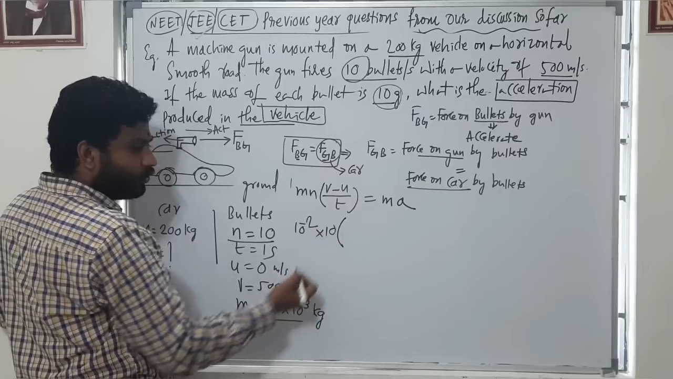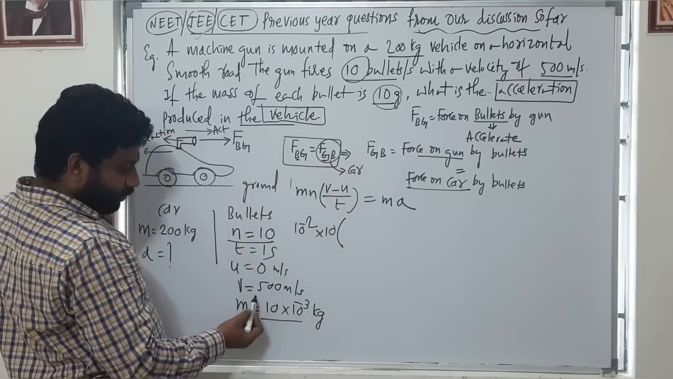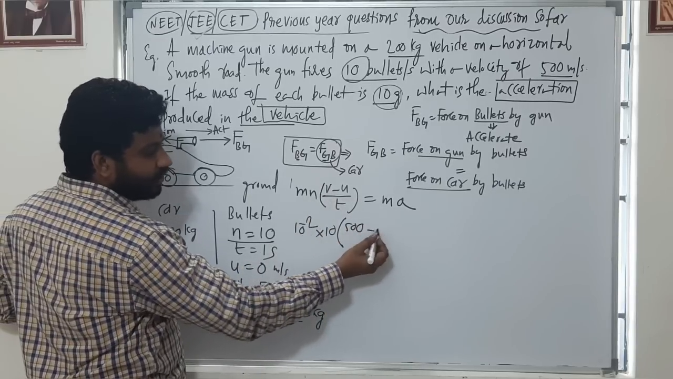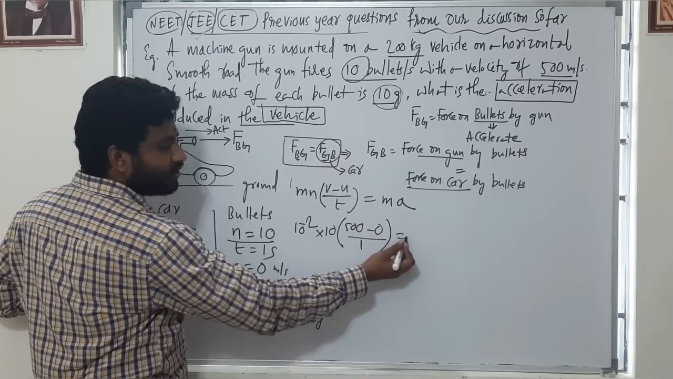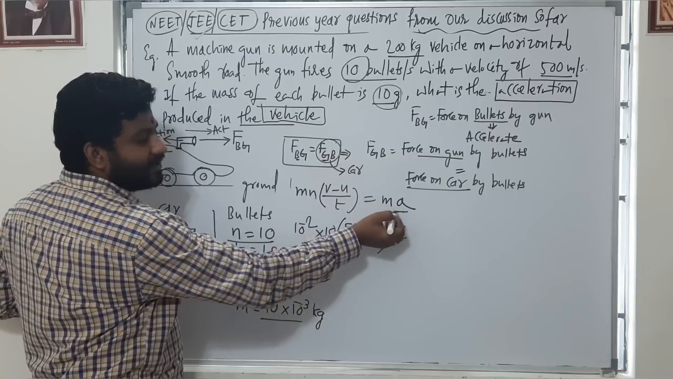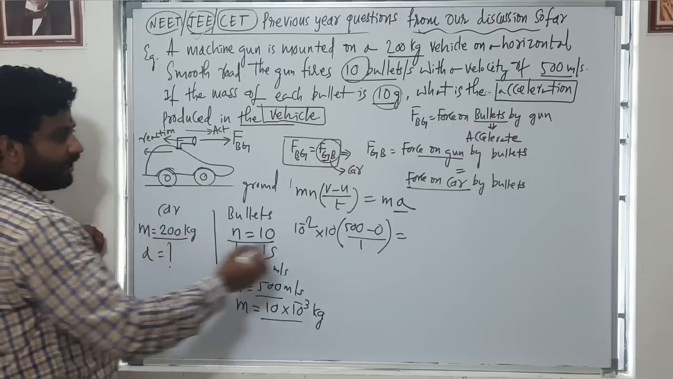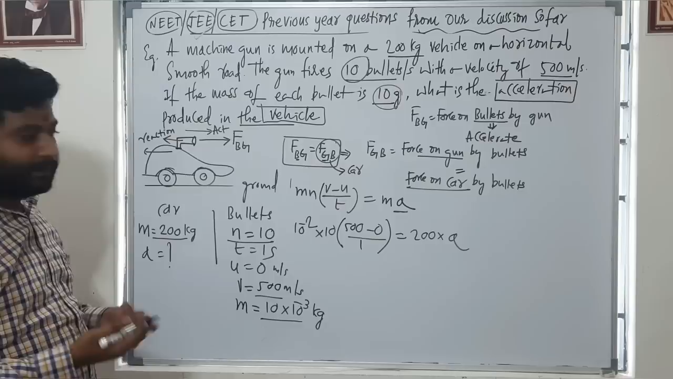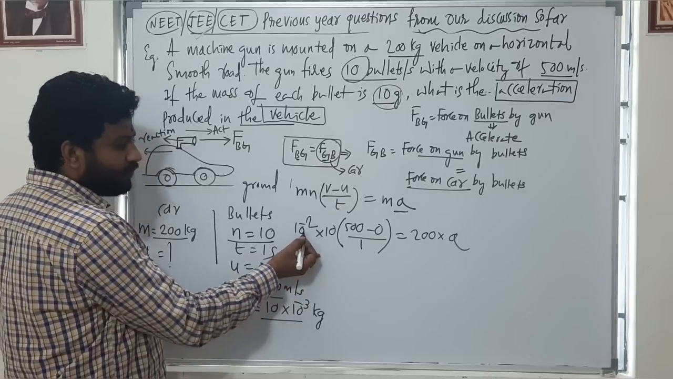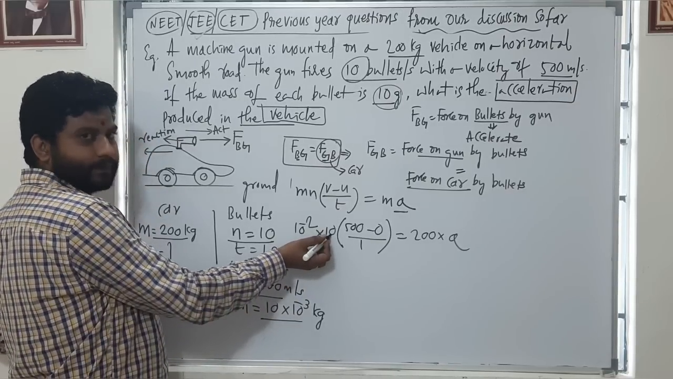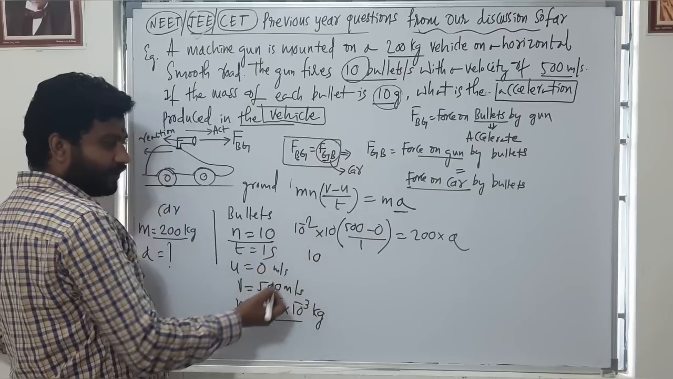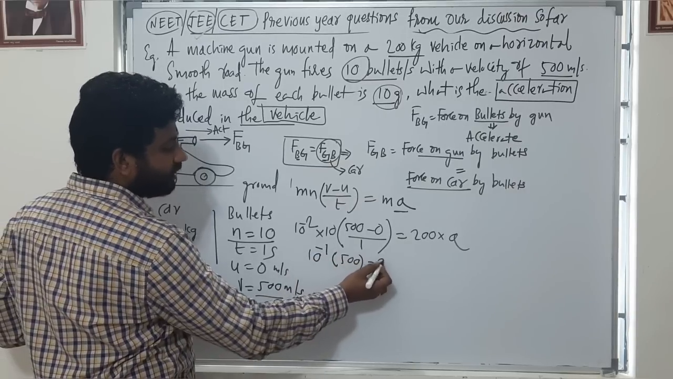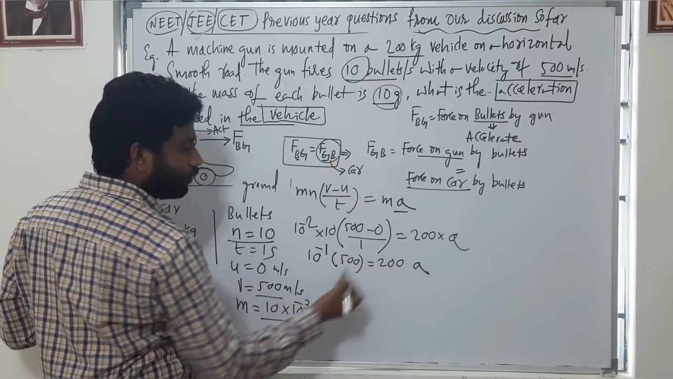It's 10 into v minus u. What is final velocity of the bullet? 500. Okay. Minus initial velocity 0 by time is 1 second, which is equal to, this is about car, I said. Mass of the car is how much? 200 kg. So it is 200 into acceleration of the car you need to find out. Now let's start. 10 raised to minus 2 into 10. Right? So what can I write here? It is 10 raised to minus 1 into 500, which is equal to 200 into A.